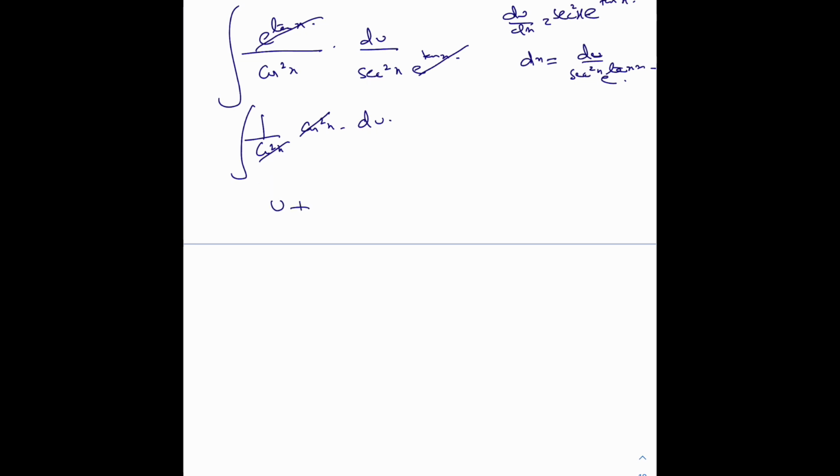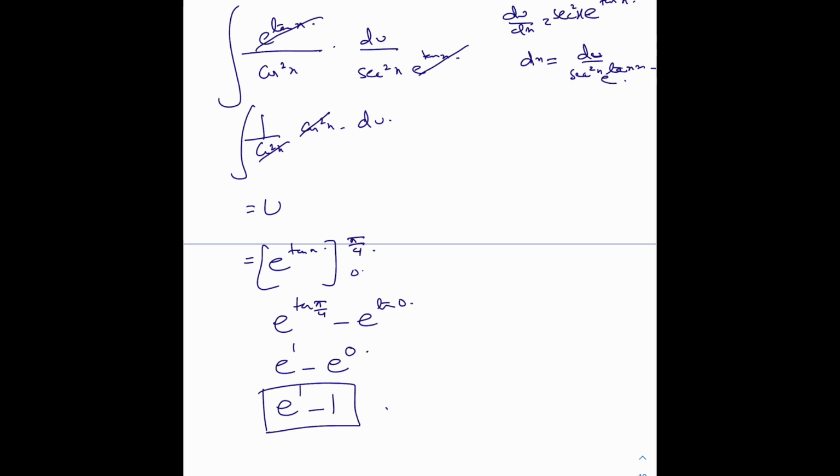U plus, I don't need to put the boundaries now. So it's going to be u only. In place of u, I'm replacing u with e to the power tan x. That means the answer for integration is e to the power tan x. On this, I can put the boundaries of pi by 4 and 0. E to the power tan of pi by 4 minus e to the power tan of 0. E to the power tan of pi by 4 is e to the power 1, minus e to the power tan of 0 is e to the power 0. So e minus 1 is going to be the final answer to this question.